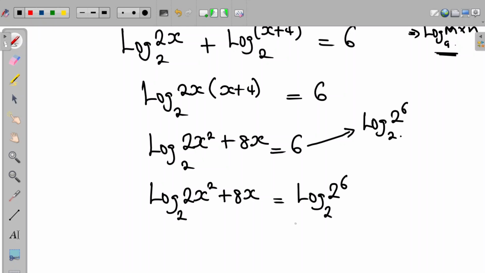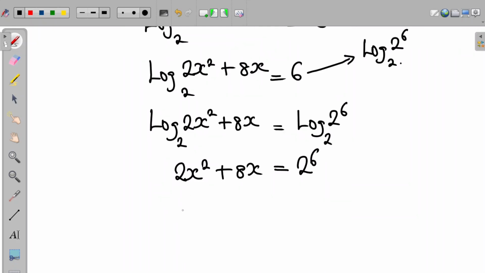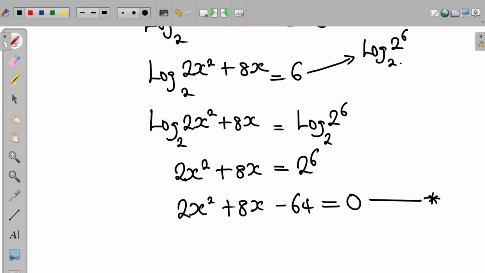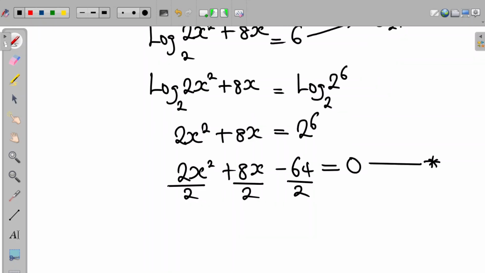Now, since the bases are the same, the equation becomes 2x squared plus 8x is equal to 2 to the power of 6. And this can further be simplified as 2x squared plus 8x minus 64 equal to 0. Now, at this point, we have a quadratic equation. We can simplify further by dividing through by 2. So the equation now reduces to x squared plus 4x minus 32 equal to 0.